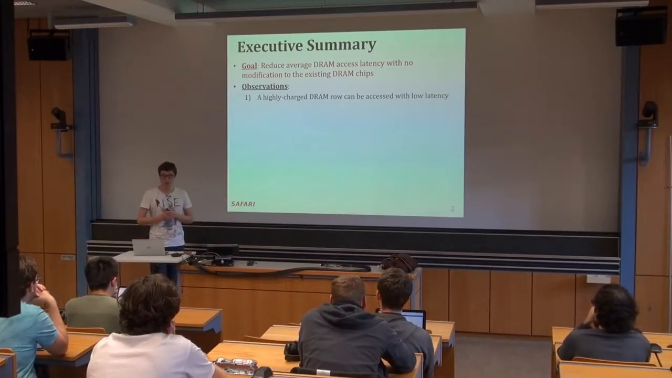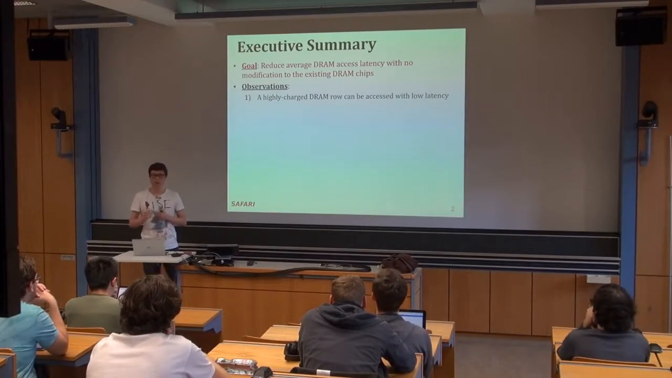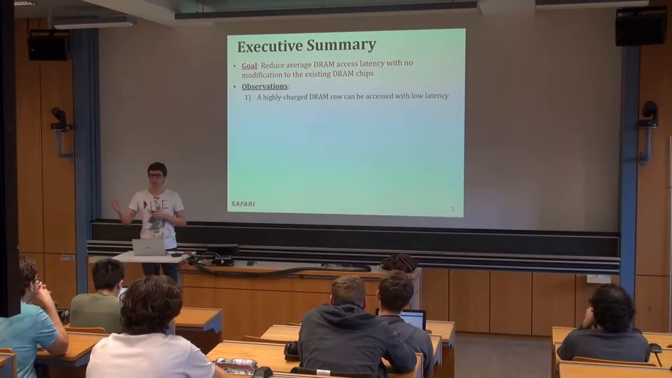The first one is that a highly charged DRAM row can be accessed with low latency. I'll explain here exactly what I mean by highly charged, and why there is such a variation, why some cells are highly charged, why some of them are not.